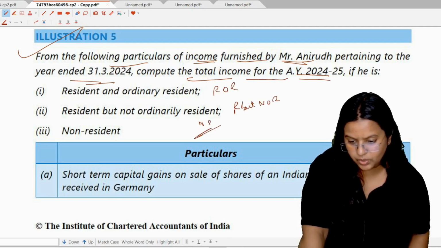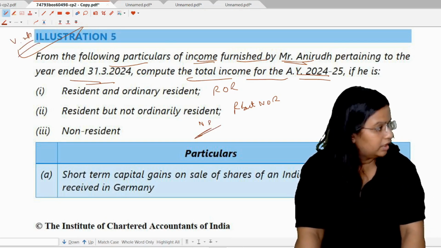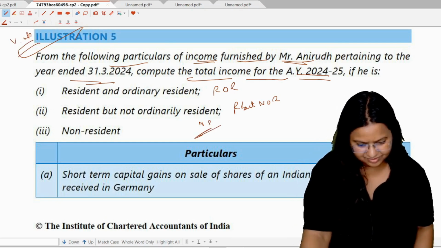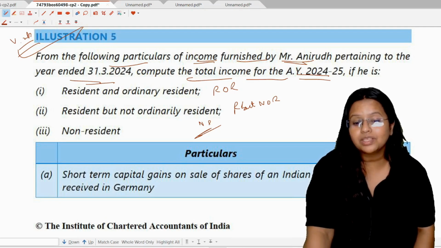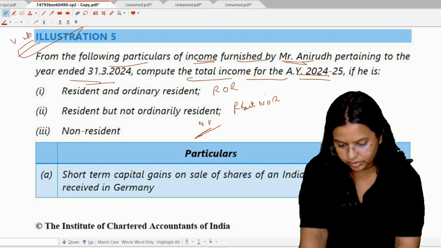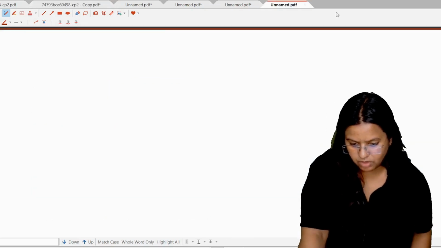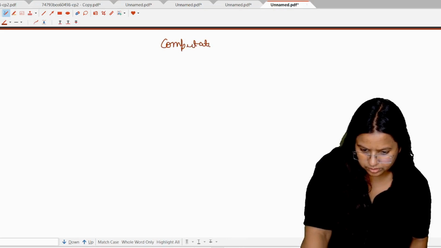Okay, let's do this question. This is very important from the examination point of view. This is actually a repeated question in the examination. First of all, students, what is the format to do these kinds of questions? First, write the computation of total income.